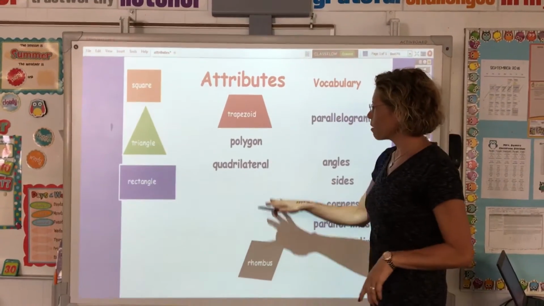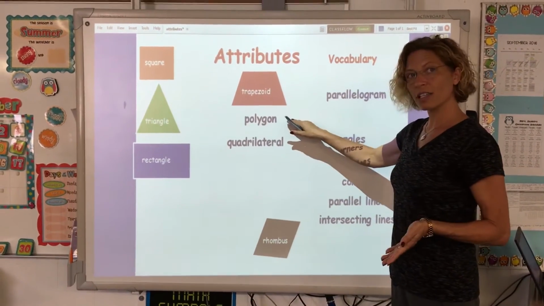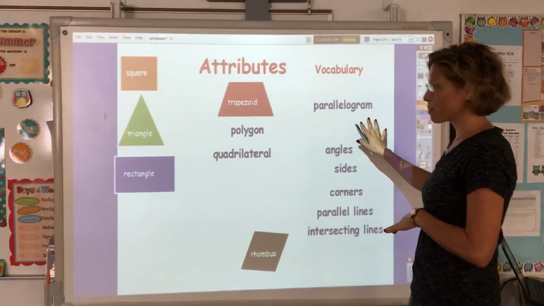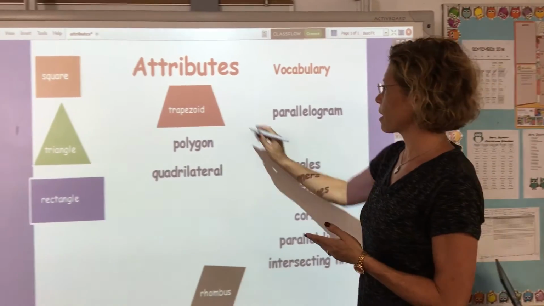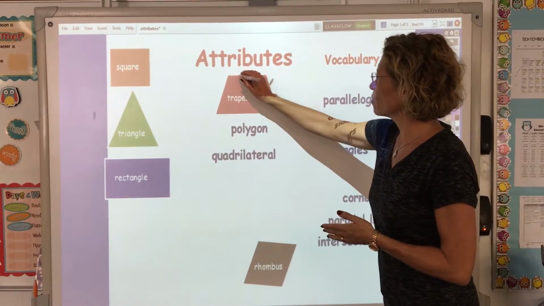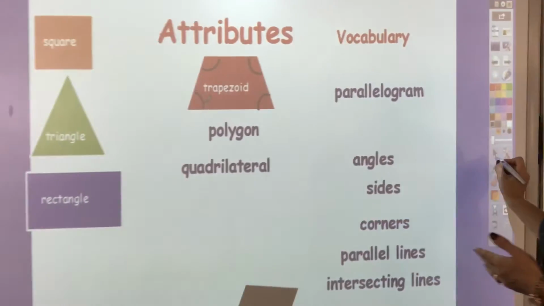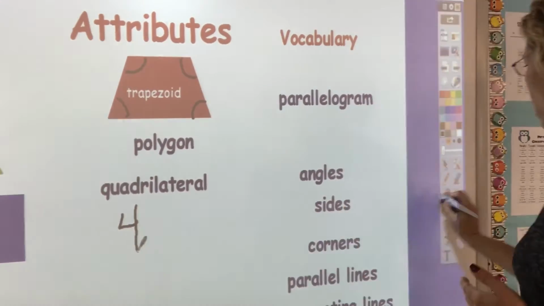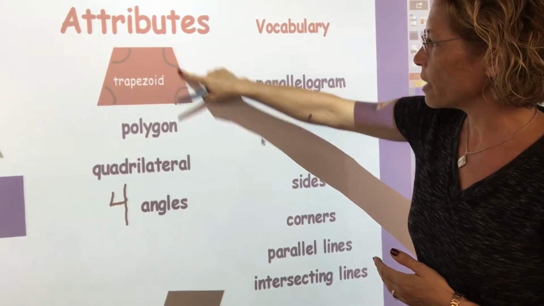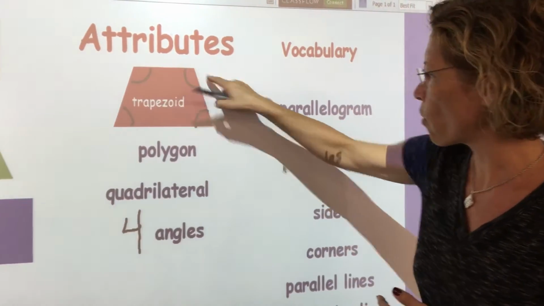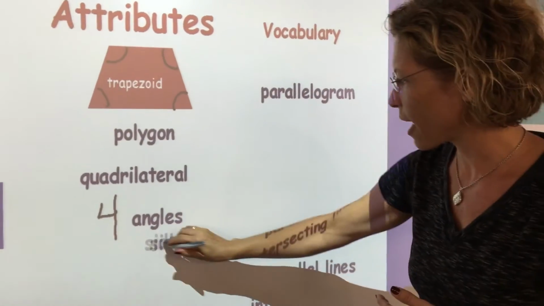Okay, so we have decided a trapezoid is a polygon, quadrilateral, and not a parallelogram. So we move on to angles. How many angles does it have? 1, 2, 3, 4. 4 angles, and then we count the sides. 1, 2, 3, 4. 4 sides.